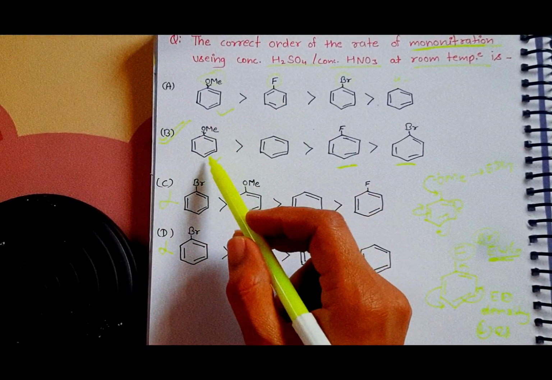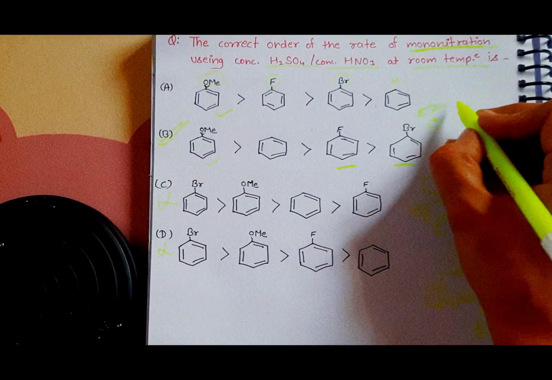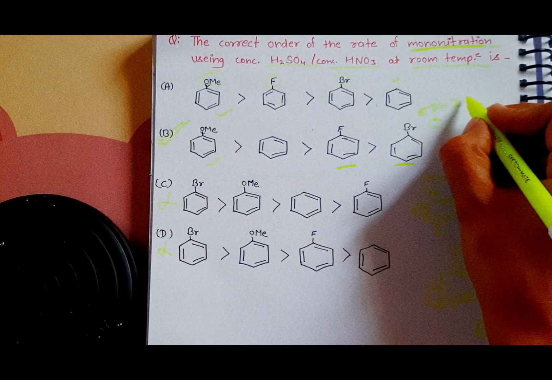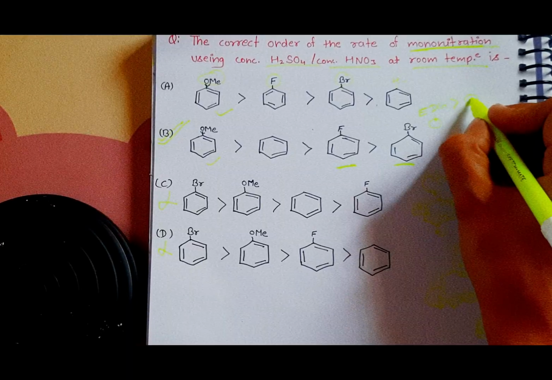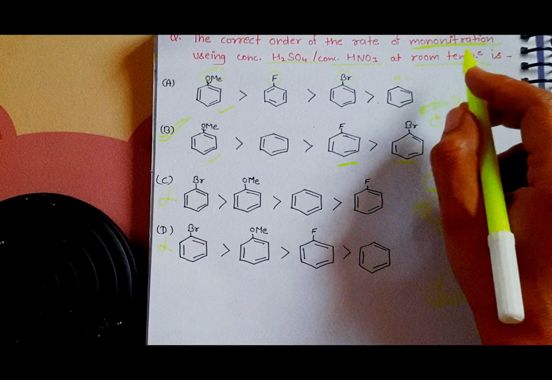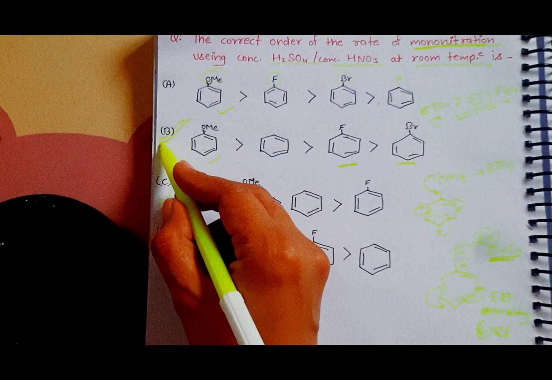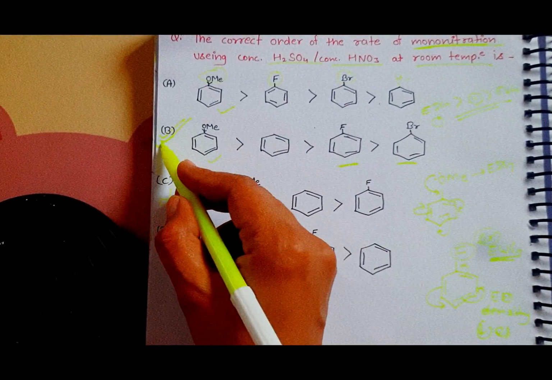First we arrange the electron donating group on the aromatic ring, then the benzene ring, then the electron withdrawing group. So this is the correct order of mononitration. This kind of arrangement appears in option B. So this is the right option. Thank you.